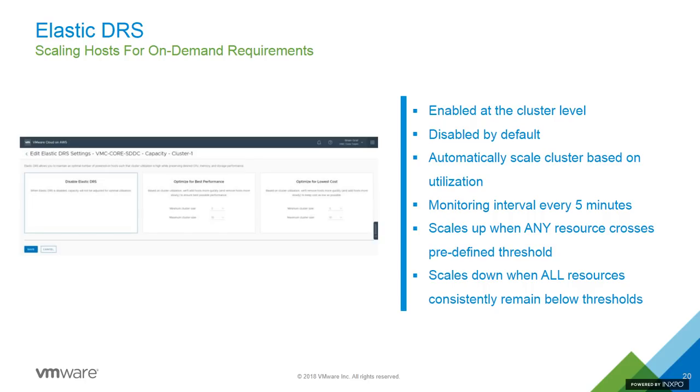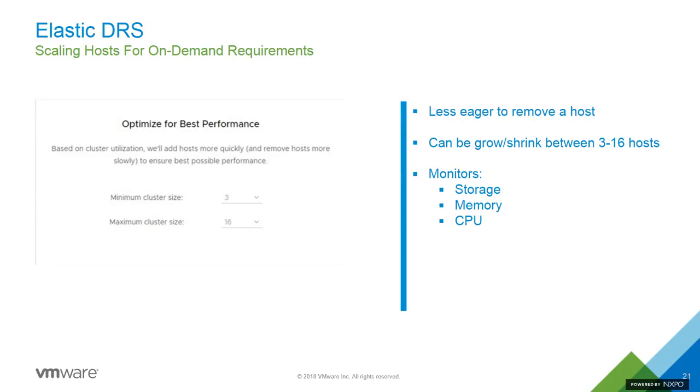So it's not going to try and shrink down an environment because, for example, your CPU was the reason why it expanded your cluster. If all of a sudden your storage or your memory is above the threshold, but your CPU has fallen below the threshold, it won't scale down the cluster until all of those resources are below the threshold. That's something we'll talk about in these next two slides. The two options are optimize for best performance and optimize for cost.